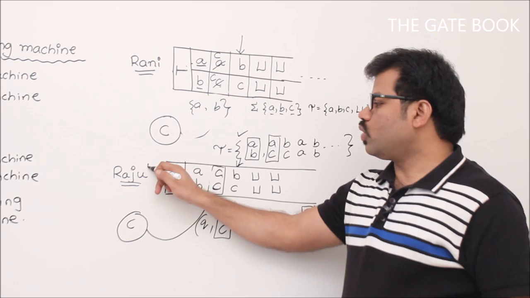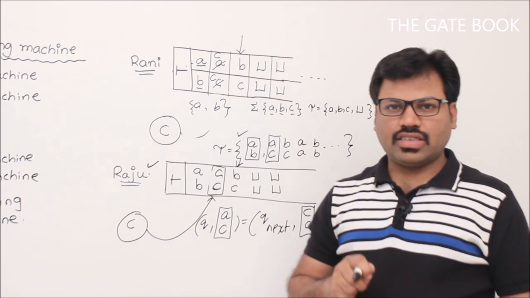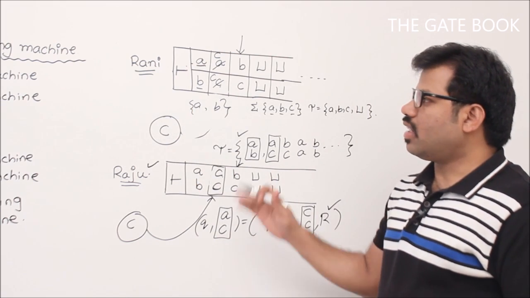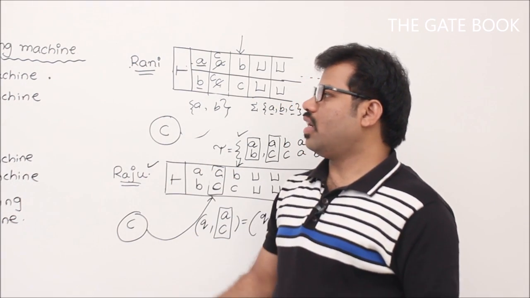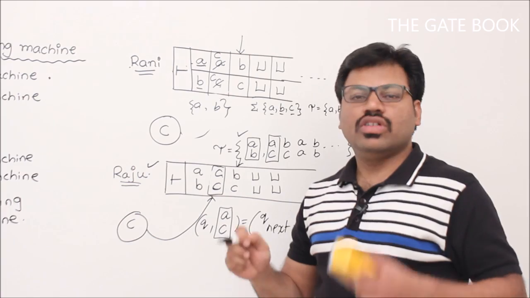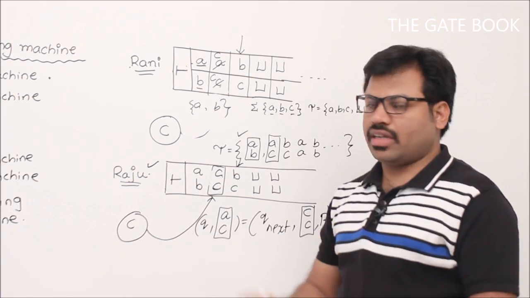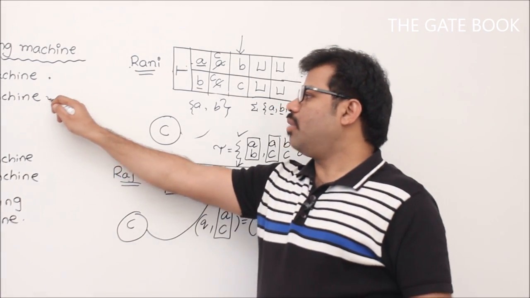In that way, Raju can simulate Rani. Understand? So in that way we can say that Raju and Rani are equivalent. So multi-track machine, which is nothing but Rani, is equivalent to single track Turing machine. Remember it. Now we'll go to multi-tape Turing machine.